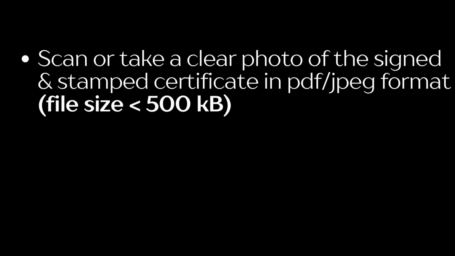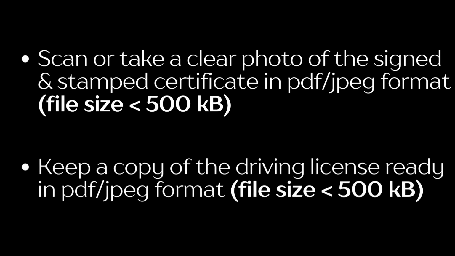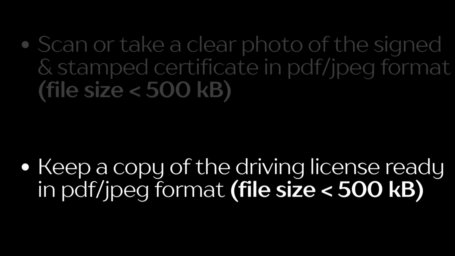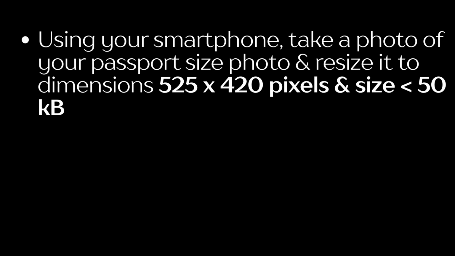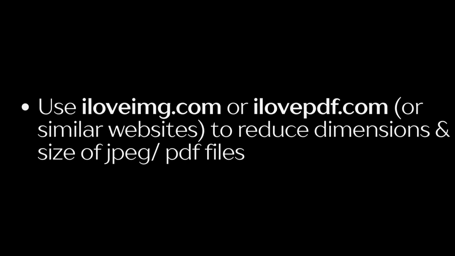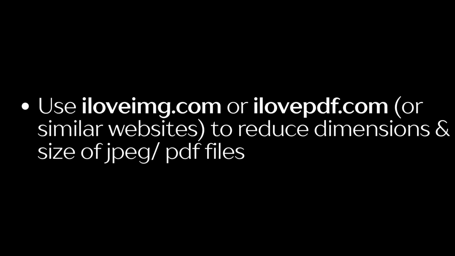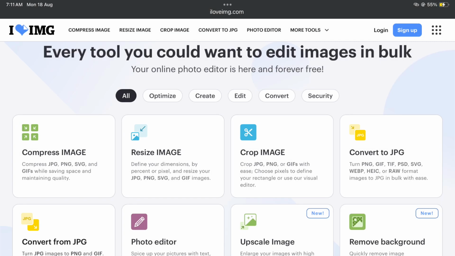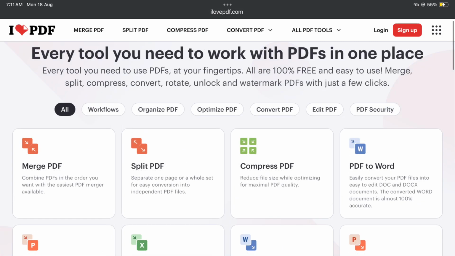Take a clear photo of this document and ensure that the whole file size is less than 500 KB. Additionally, you are also going to need a copy of your driving license in the PDF or JPEG format. Again, file size should be less than 500 KB. And you are also going to need a clear passport size photograph and a photo of your signature. Both should be as per the right dimensions indicated here, which is as per the website. And both of them should be less than 50 KB. If you need a website to resize the dimensions or the size, you can visit iloveimg.com or ilovepdf.com.